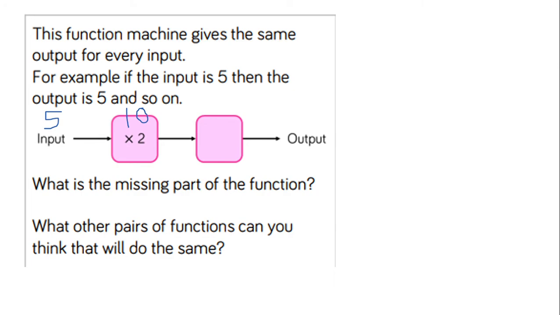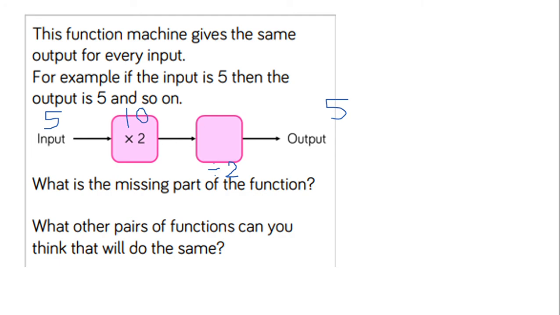Okay, so if I put the input of 5, I've timesed it by 2, I've got a midpoint of 10. How else could I get back to 5? Oh, I know. I could do divided by 2. Right, does that work with anything else? Let's try it. If I inputted 3, 3 times 2 is 6. 6 divided by 2 is 3. I'm back to 3 again. Right, I think I've got it.